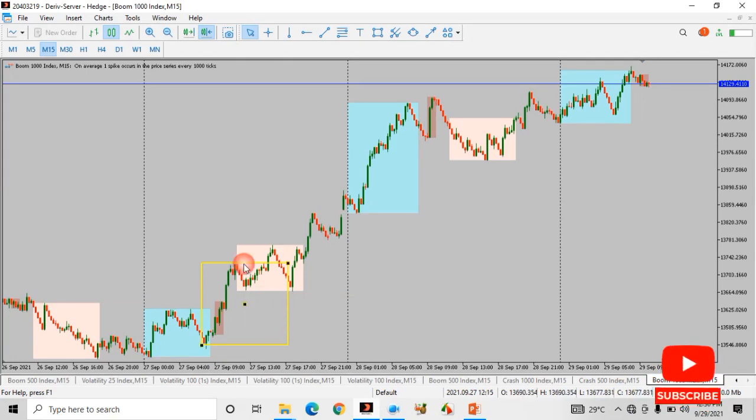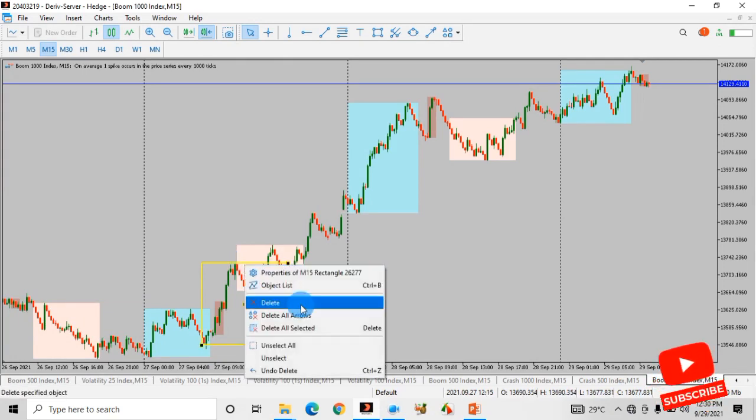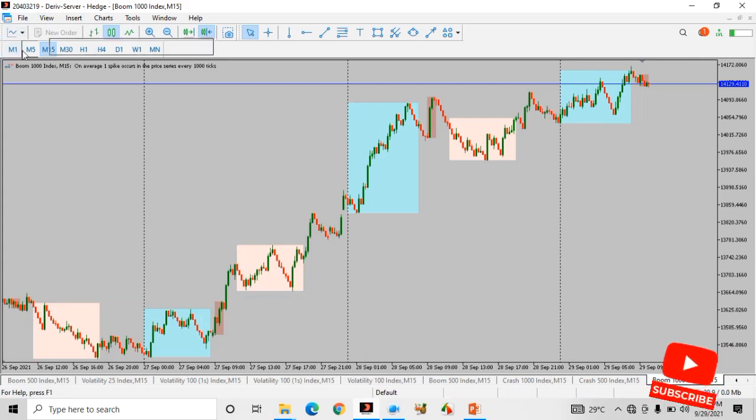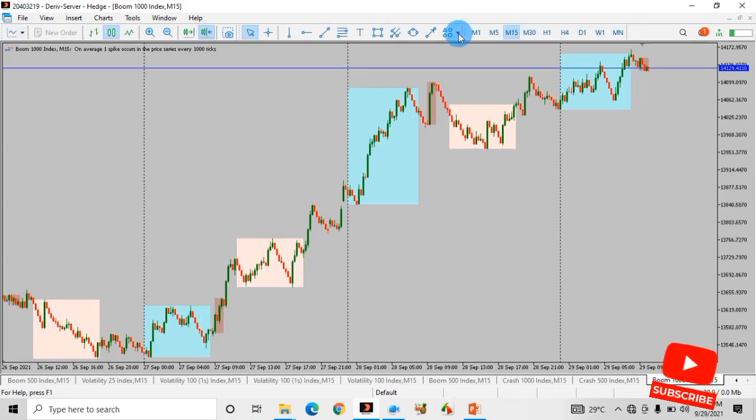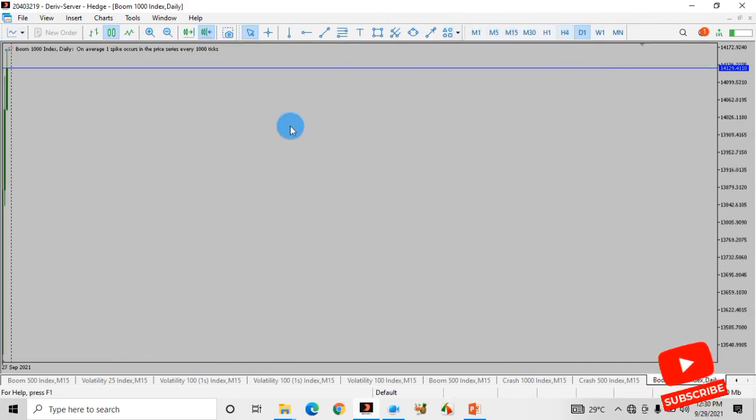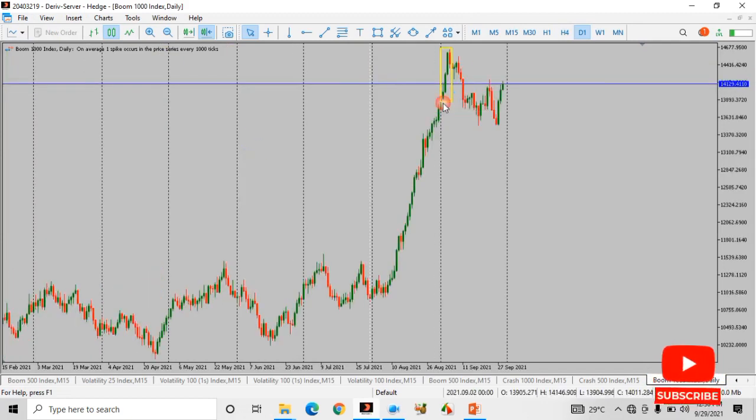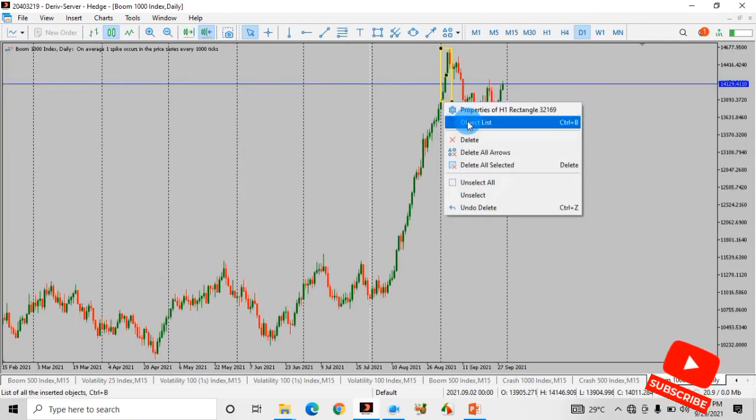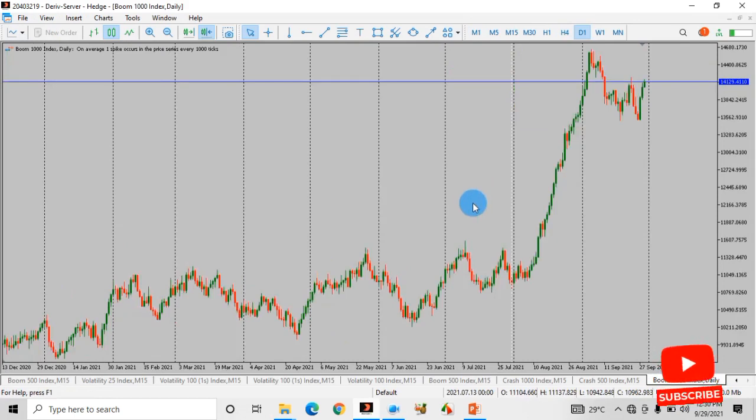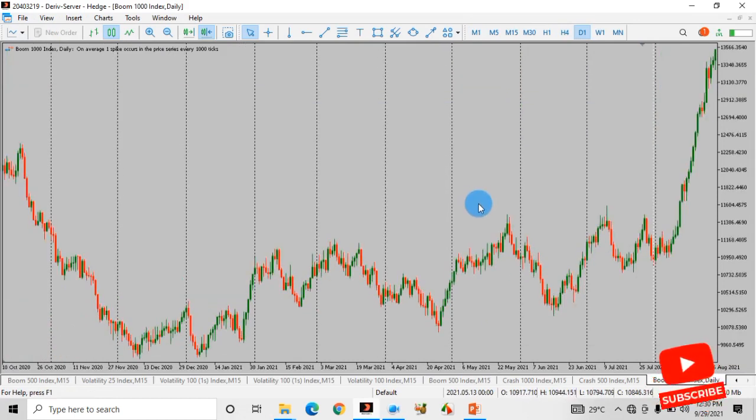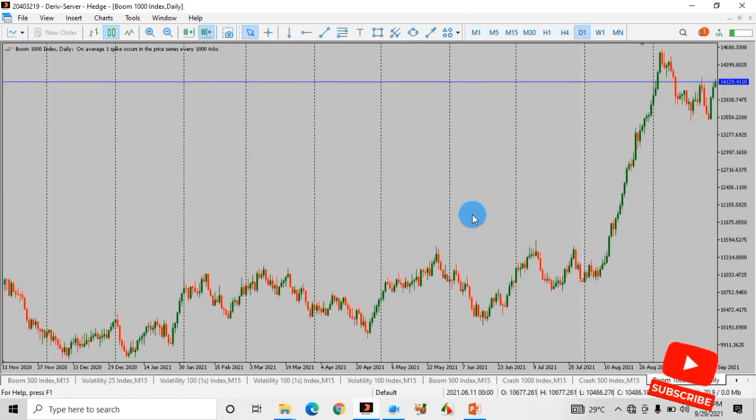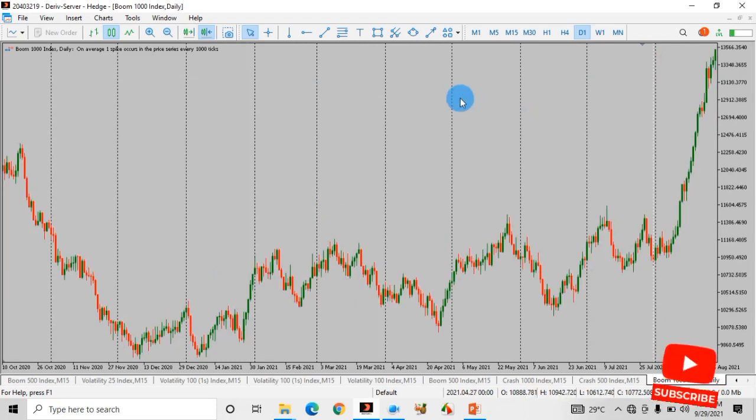Right. So if you want to do this, always start with your higher time frame. For the purpose of this, I will be starting on my daily time frame. Merely looking at this daily time frame now, I can say we are on level 3, right?